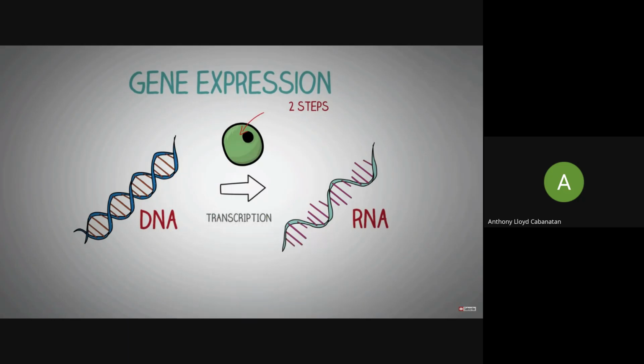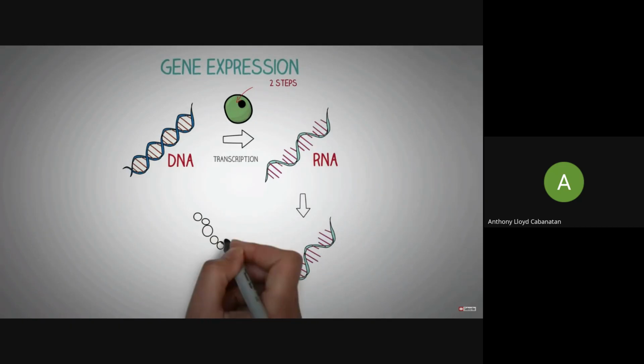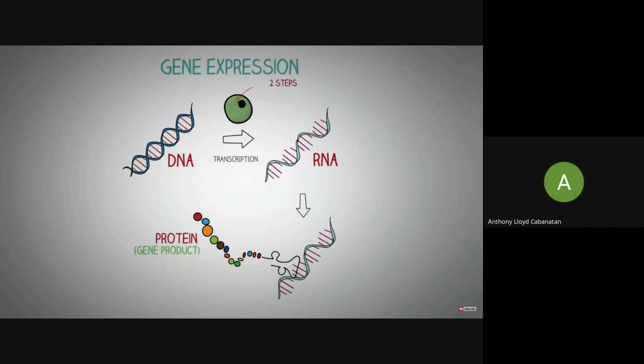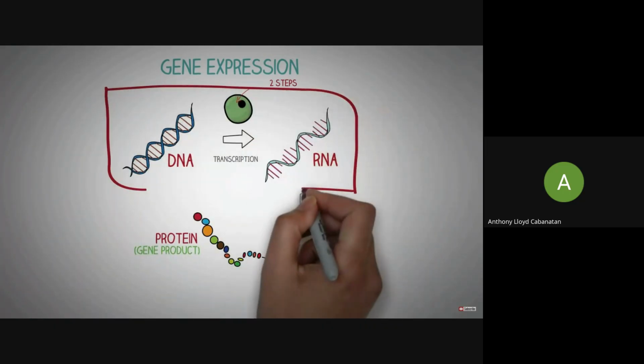This RNA molecule then leaves the nucleus, and the information of this RNA molecule is used to produce functional gene products like proteins, and this step is known as translation. In this video, we will take a brief look at the process of transcription.